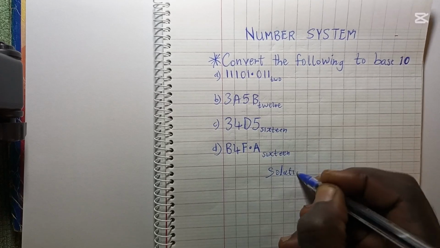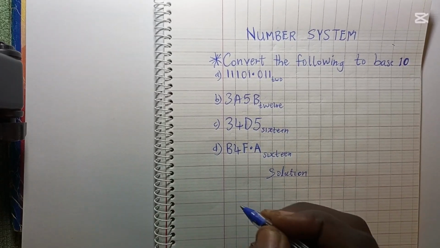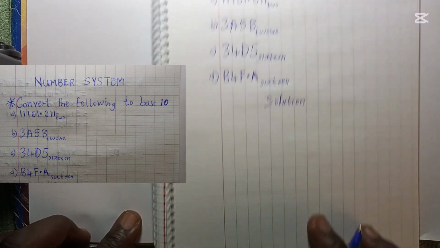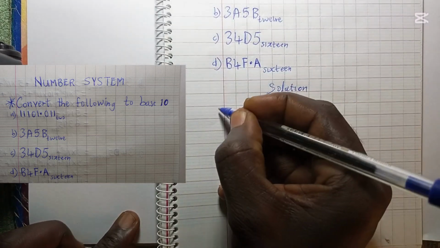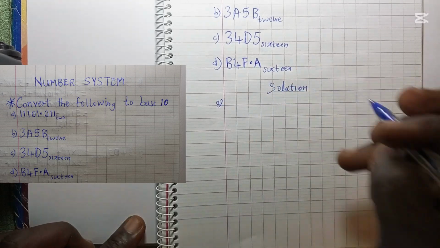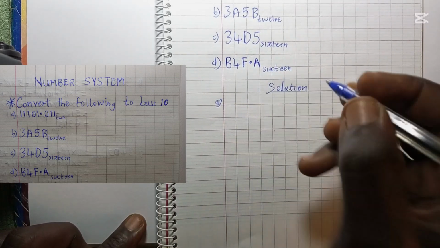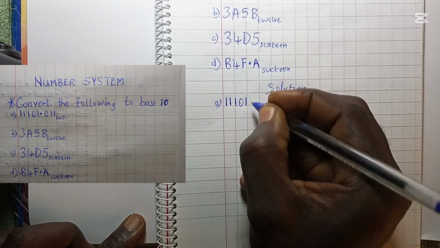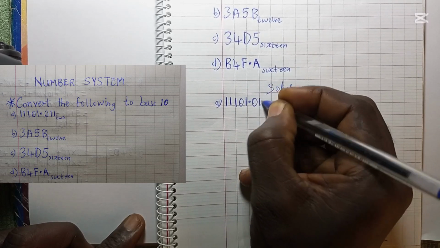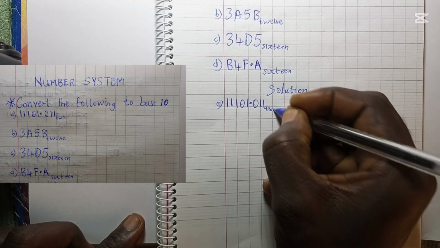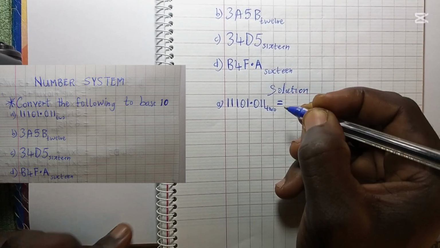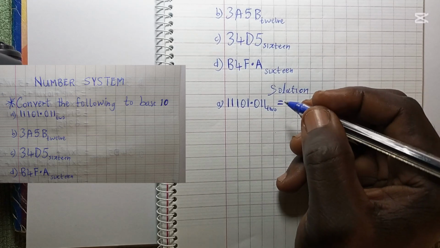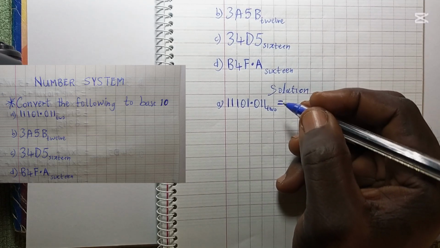So, solution A says we should convert 11101.011 base 2 to base 10. I'll show you the step-by-step guide on how to go about this. Make sure you stick to the very end of this video so I can get the very best out of it.